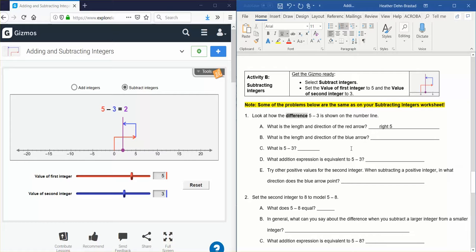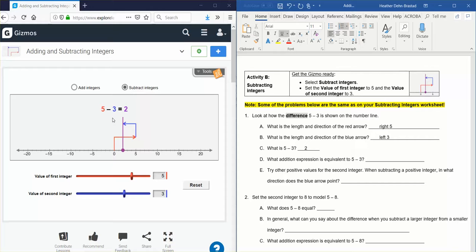It says, what is the length and direction of the blue arrow? We started here at 5 where our red arrow left off, but we're going to go to the left. The minus 3 told us to go to the left 3. And 5 minus 3 is 2. We can see we end up at 2, and we probably knew that anyway.